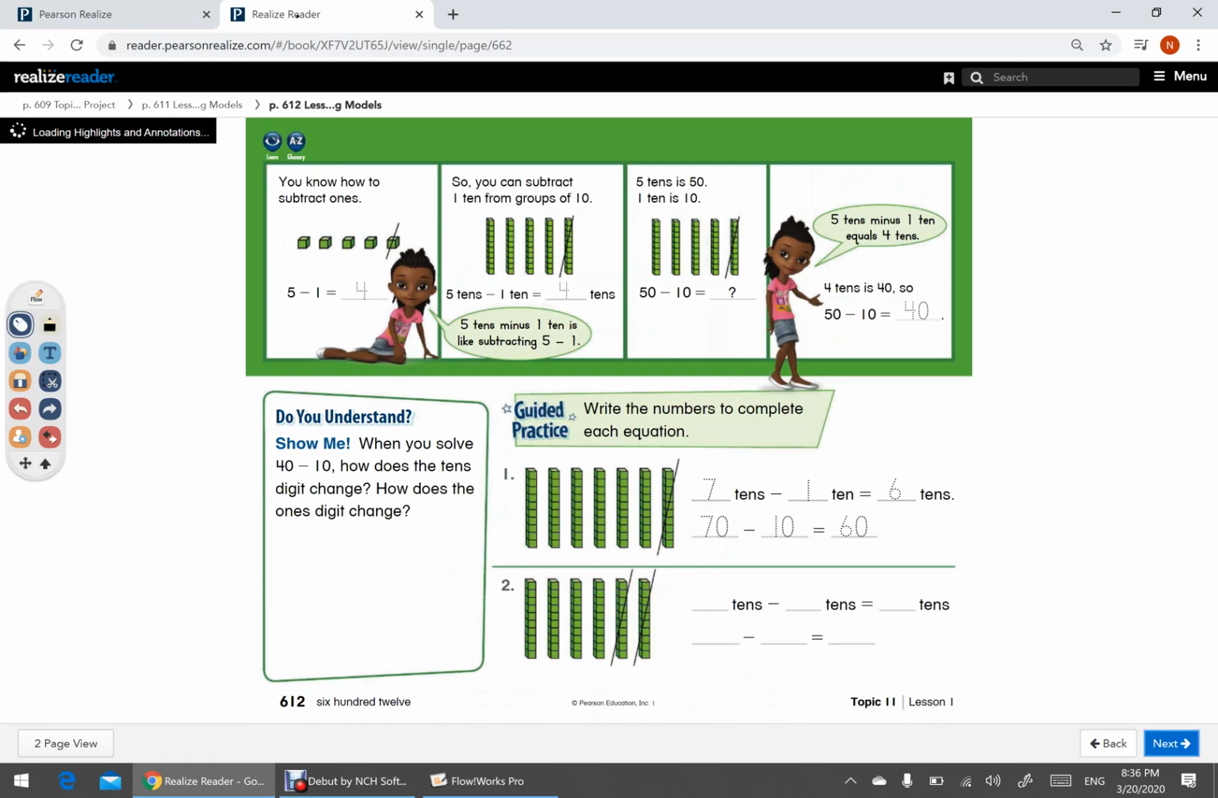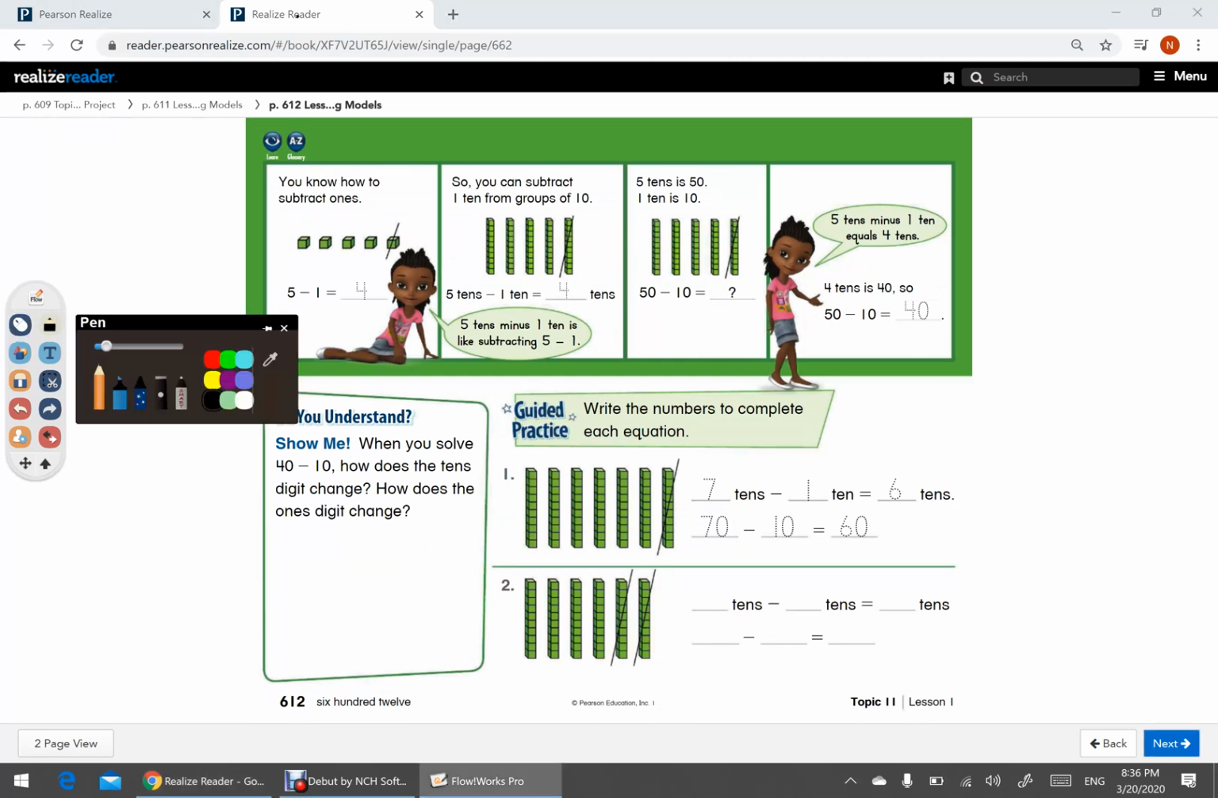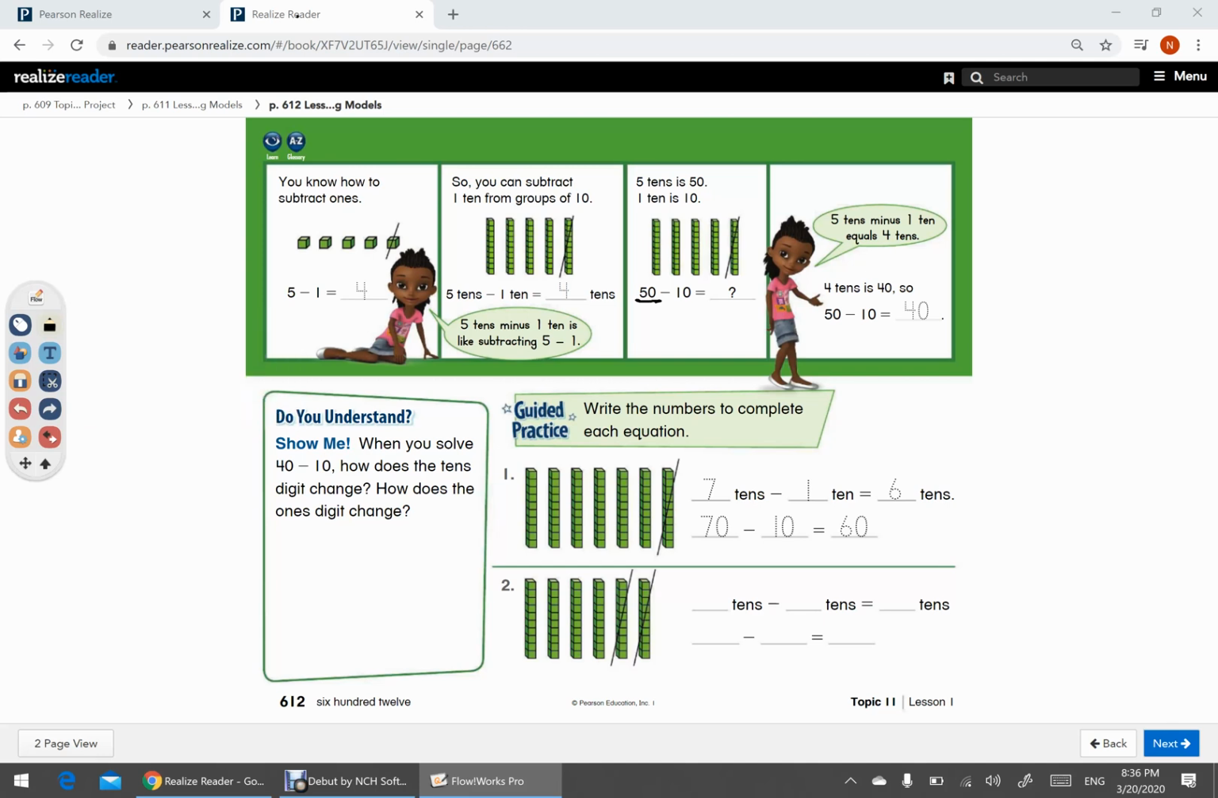Now here they say, you can see the example up here. We just did it, right? 5 minus 1. From 5, you will take away 1. You're left with 4. So we know that 5 is same like 50. 1 is same like 10. And 4 is same like 40. Okay? Now, let's start question number 1.